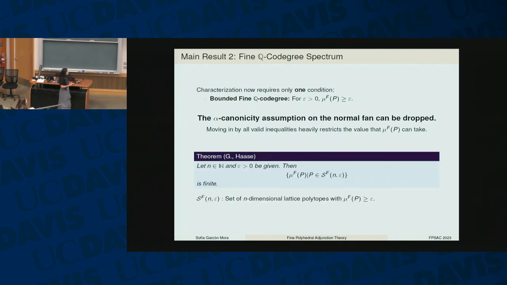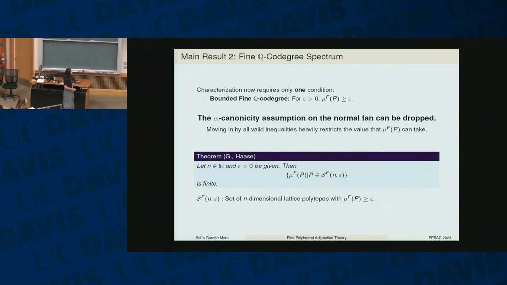We restated it, and we just look at the set of n-dimensional lattice polytopes that have fine Q-codegree bounded from below. It turns out that the spectrum is also finite in this case. The proof is even nicer, shorter. So it's a good thing that we're now looking at an infinite number of valid inequalities, which is kind of counterintuitive.